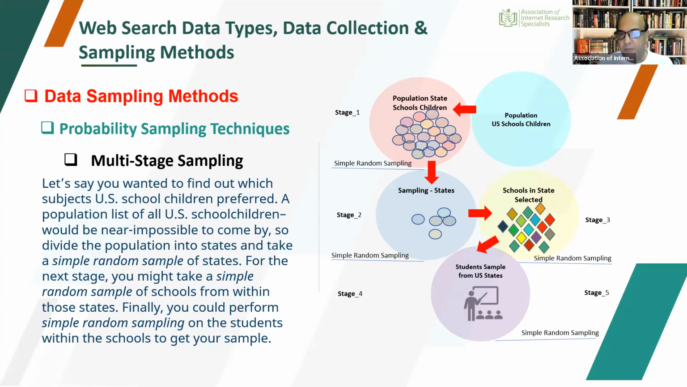Once you have the state selected, then schools will be selected in stage three. In stage four, students are selected from those schools. So that's just going from one stage to another, and you can use different sampling techniques at every single stage. This is called multi-stage sampling.